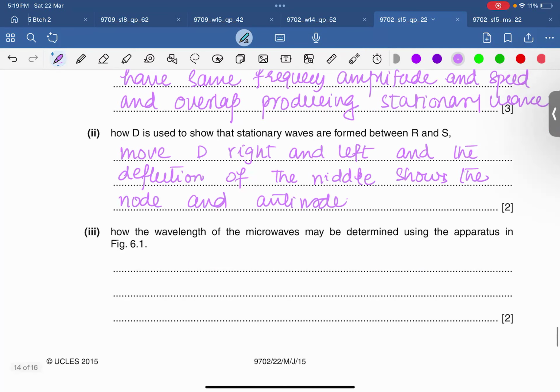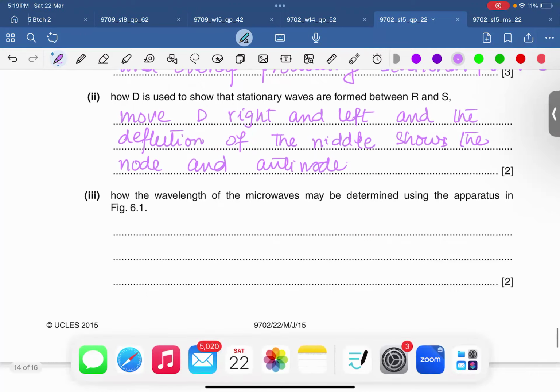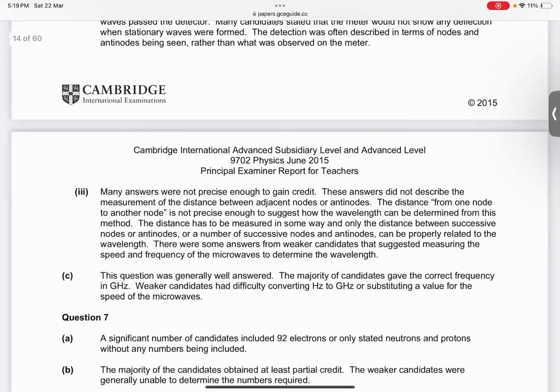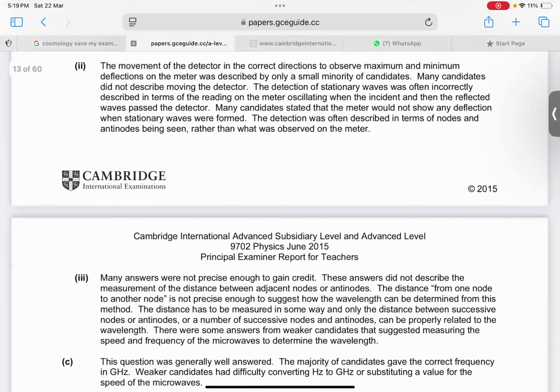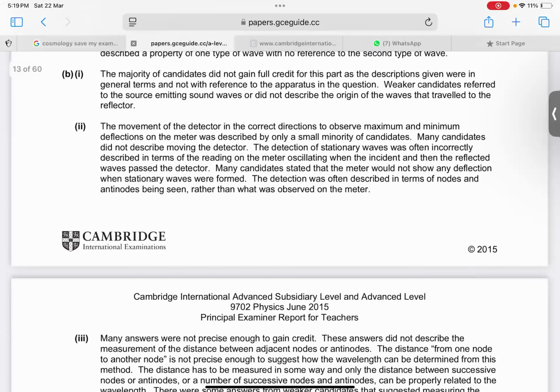Let's see what the examiner says. The movement of the detector in the correct direction to observe the maximum and minimum deflection on the meter was described by only a small minority of the candidates. Many candidates did not describe moving the detector. Moving the detector is necessary, right? The detection of the stationary wave was often incorrectly described in terms of the reading on the meter oscillating where the incident and then the reflected wave passes the detector.